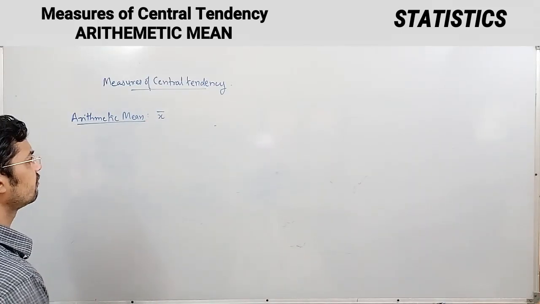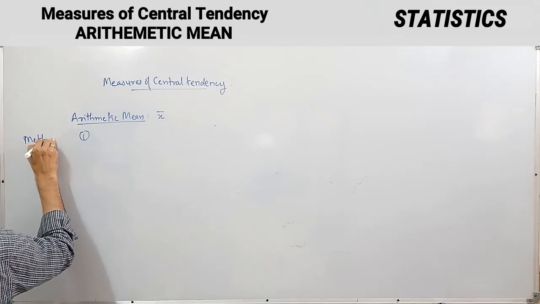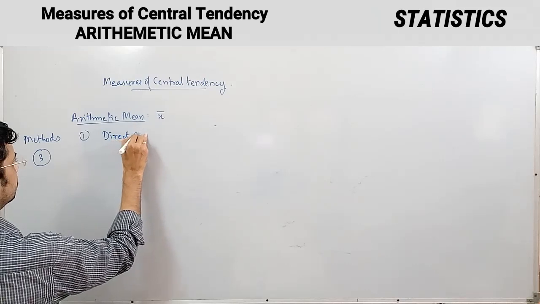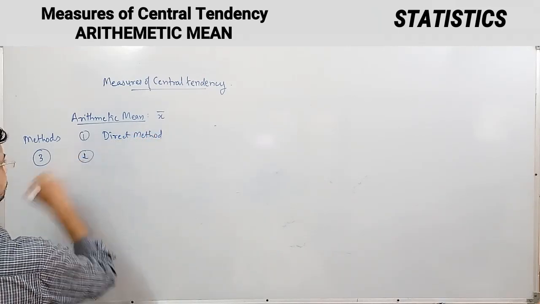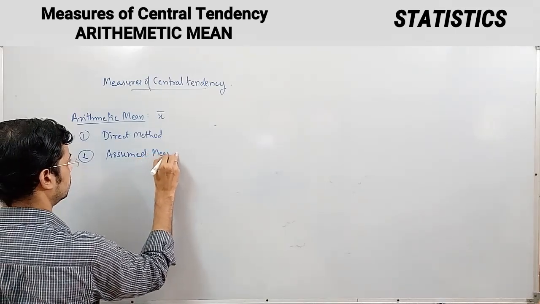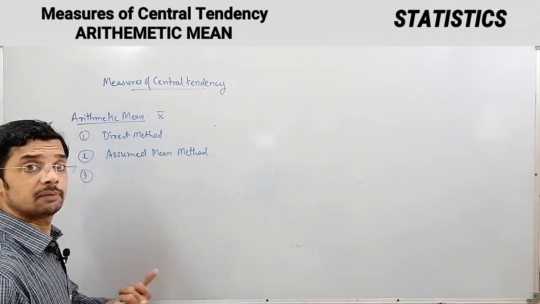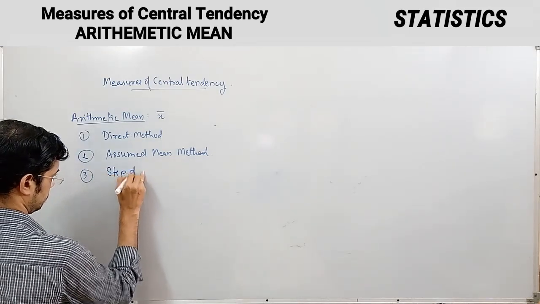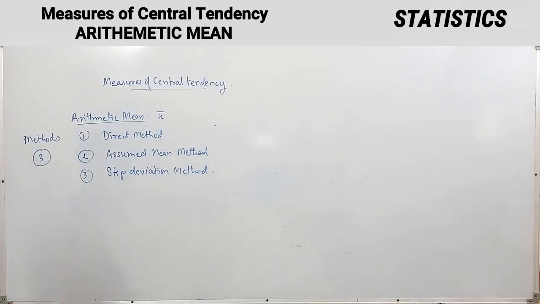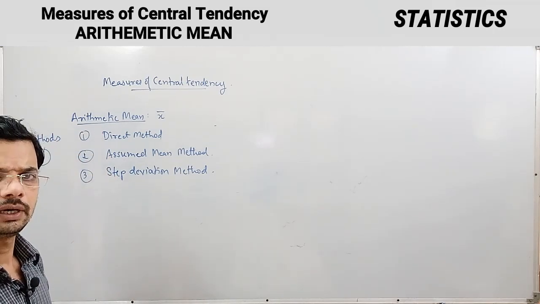Now there are three different methods to find out arithmetic mean. The first one is called the direct method. The second one is called assumed mean method, and the third one is called shortcut method or step deviation method. We shall be taking certain examples to understand each of the methods in this class.